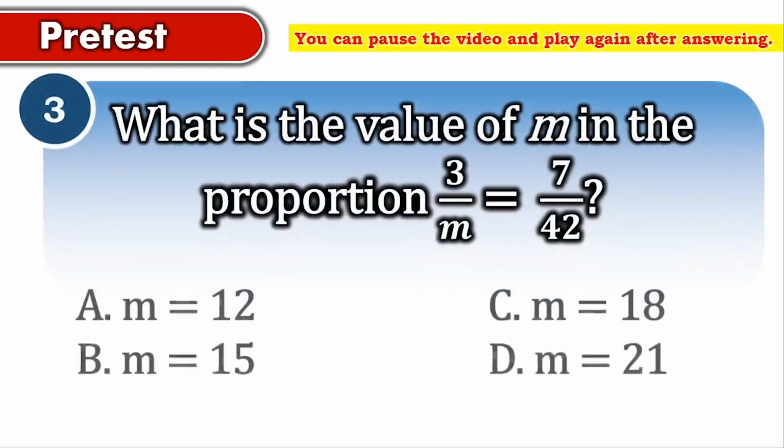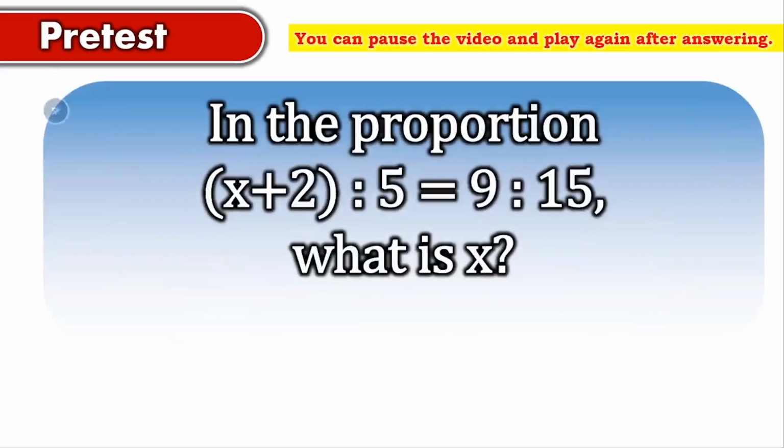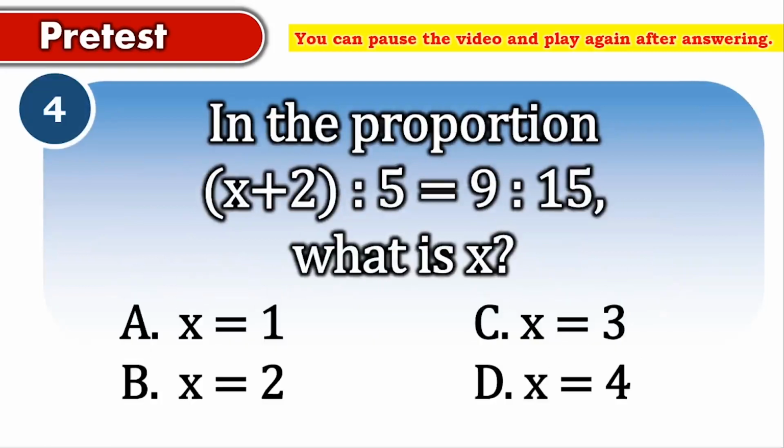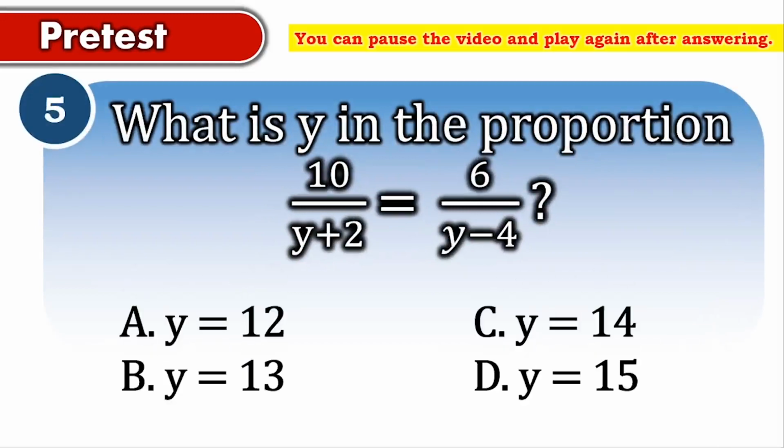Question number 3. What is the value of m in the proportion 3:m is equal to 7:42? Question number 4. In the proportion the quantity x plus 2:5 equals 9:15, what is x? Question number 5. What is y in the proportion 10 over the quantity y plus 2 equals 6 over the quantity y minus 4?